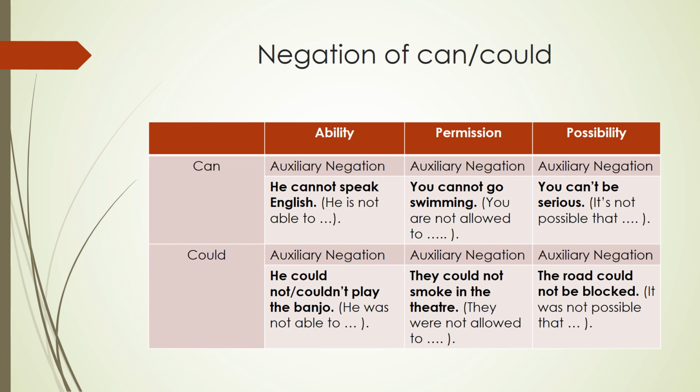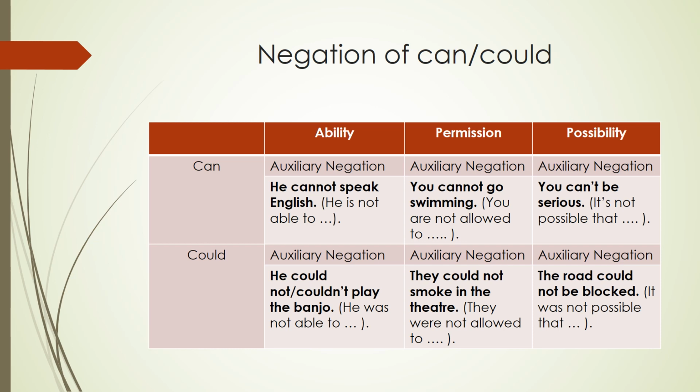The last meaning is possibility. Can and could both are used to express the meaning of possibility. For example, you can't be serious, okay, or the road could not be blocked. So here both can and could are included within the scope of negation. So we have the pattern of auxiliary negation.